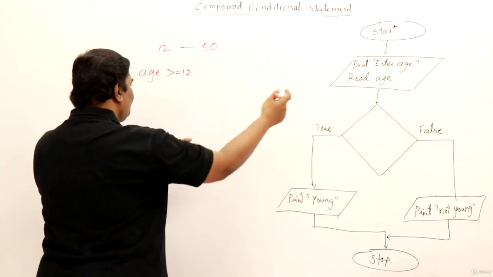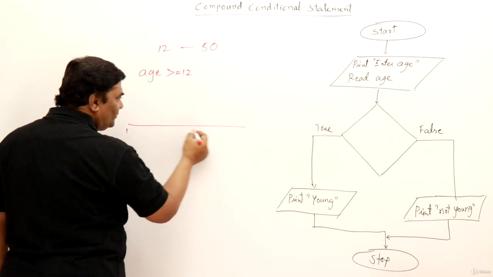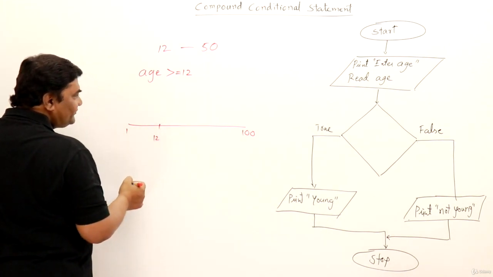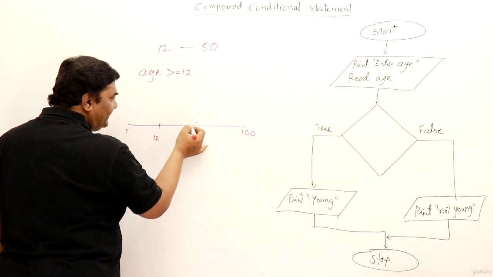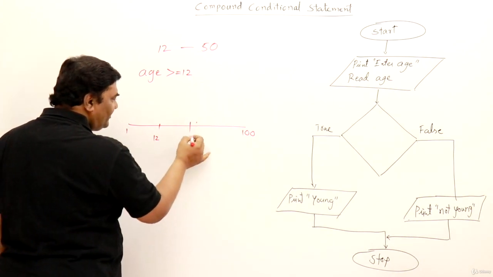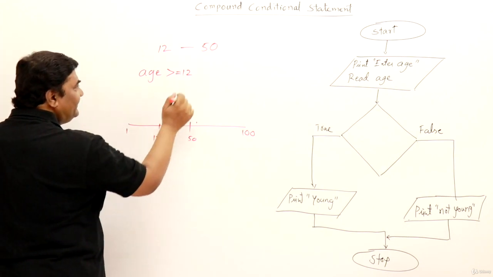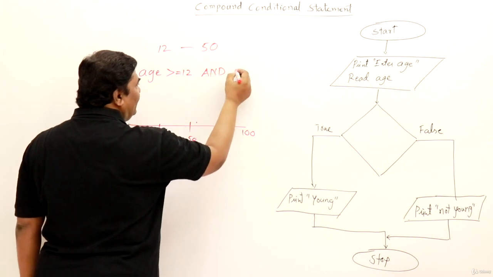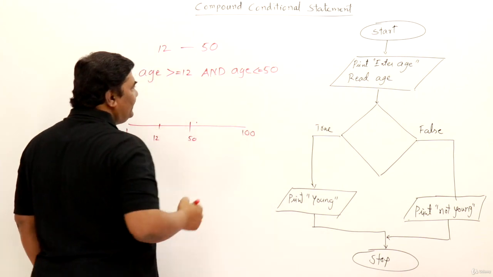Greater than or equal to 12 means, if I draw a line for age, from the first year to, let us say, 100 years of age, let us say this is 12 years. It goes in this direction, right? And it should stop at 50. Let us say 50 is here. So it should be greater than or equal to 12 and less than or equal to 50. Here I will write in English: and age should be less than 50 or equal to 50.